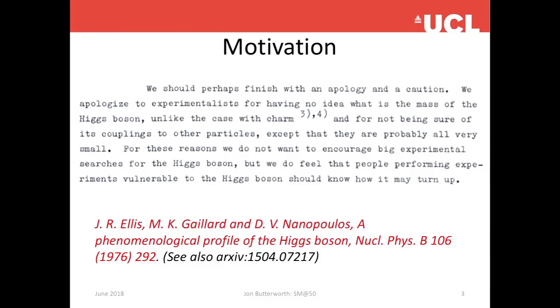They apologized for the fact that although we knew a lot about it, we didn't know the mass, we didn't know exactly how it would show up. But they wrote, "We do feel that people performing experiments vulnerable to the Higgs boson should know how it may turn up." Luckily, the experimentalists, I guess, ignored this bit: "For these reasons we do not want to encourage big experimental searches for the Higgs boson." So here we are today.